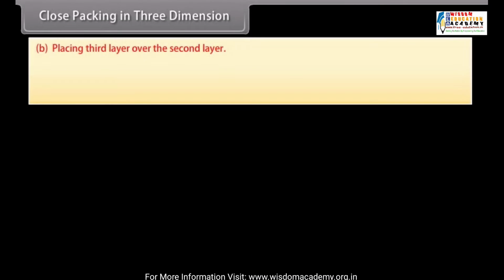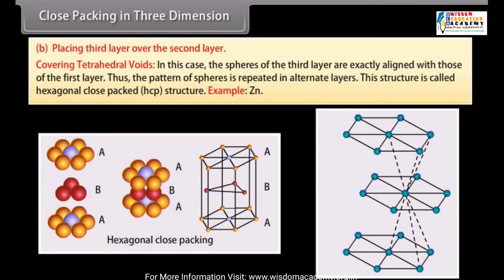Placing the third layer over the second layer. 1. Covering tetrahedral voids. In this case, the spheres of the third layer are exactly aligned with those of the first layer. Thus, the pattern of spheres is repeated in alternate layers. This structure is called a hexagonal close-packed HCP structure. Example: zinc.